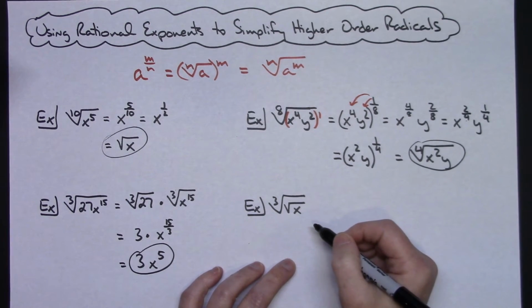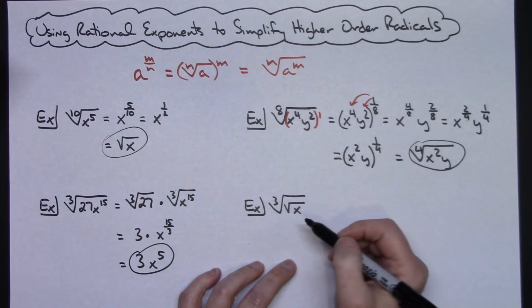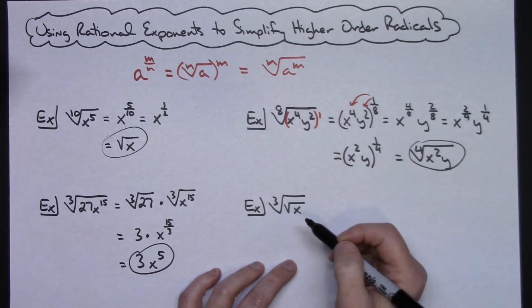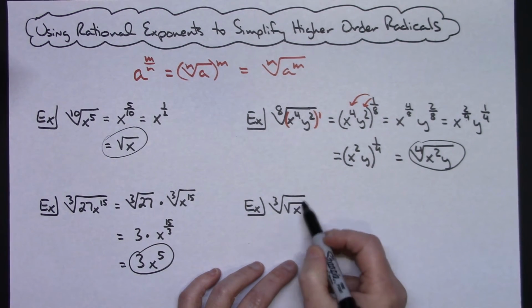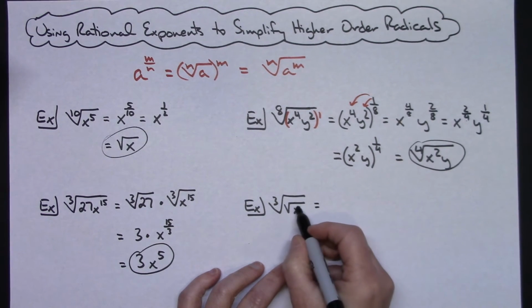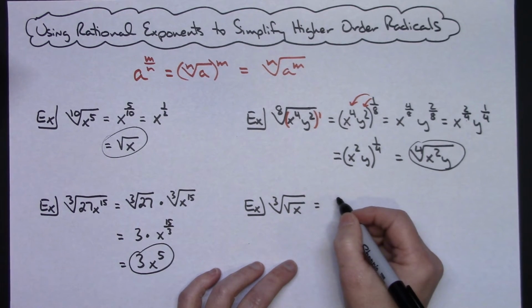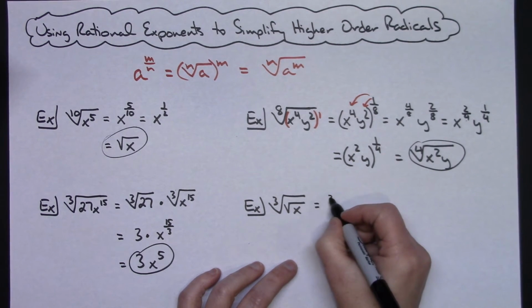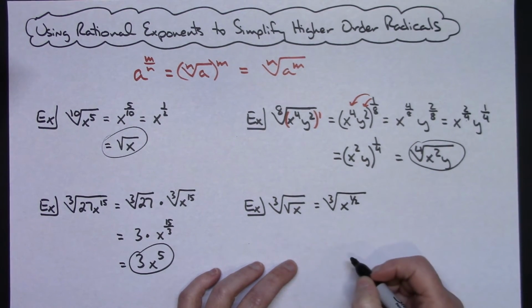And on my last example here, sometimes you do have nested radicals. So my suggestion here would be to work from the inside out. So deal with this square root of x first, and then deal with the cube root last. So I'm going to take just that inside and write it as a rational exponent. So I'm going to have the cube root of an x to the 1/2.